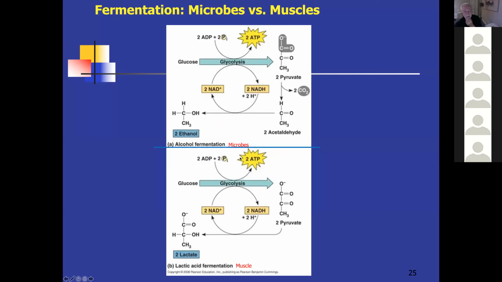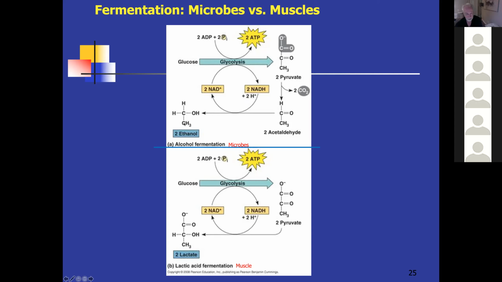So this slide is just a summary comparing sites of fermentation, whether it's microbes or muscles. And in the case of microbes, yeast in particular, what you get from fermentation is two products that are important to us: carbon dioxide and ethanol.